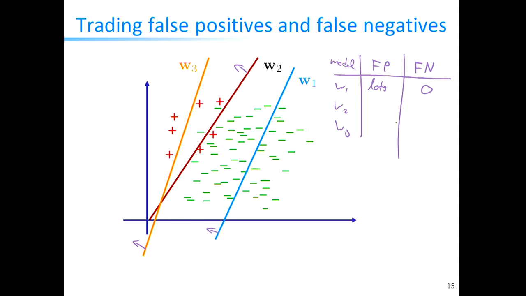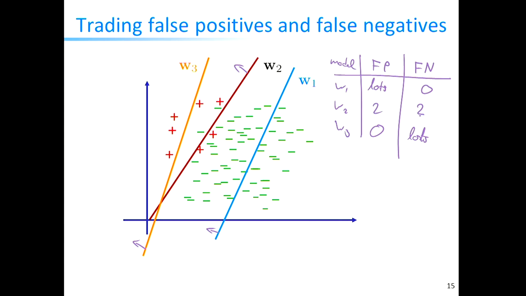Similarly, if you think about the other extreme, W3 would have zero false positives, because everything it says is positive is really positive. But of course, there's lots of false negatives. And so W2 classifies these two points here as positive. So there's a few false positives, and it classifies those two here as negative, even though they're positive. So it's a few false positives and false negatives, so two, I think, in this case.